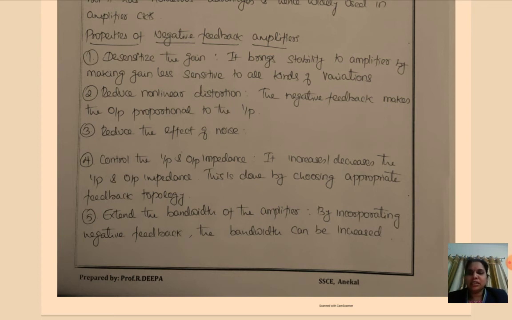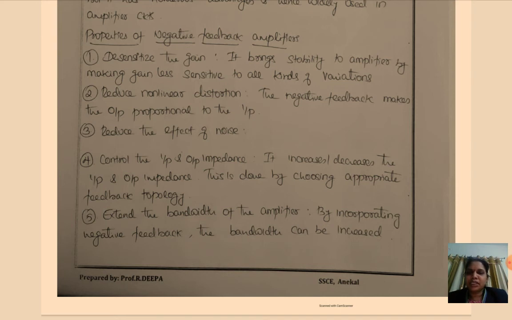Fourth property is it controls the input and output impedance. That is, either we can increase or decrease the input and output impedance of this negative feedback amplifier with the help of choosing the appropriate feedback topology. That is, with the help of different topologies, we can either increase or decrease the input or output impedance.